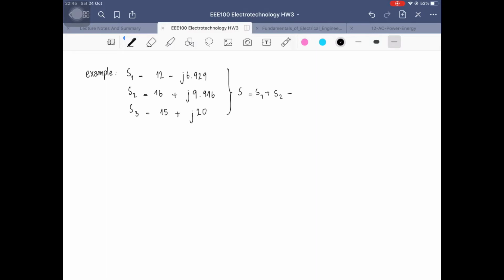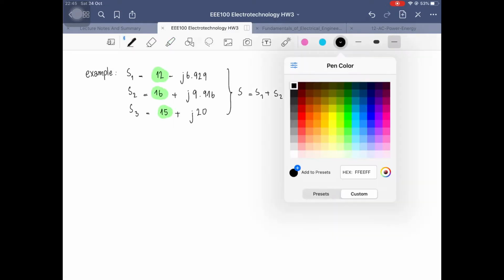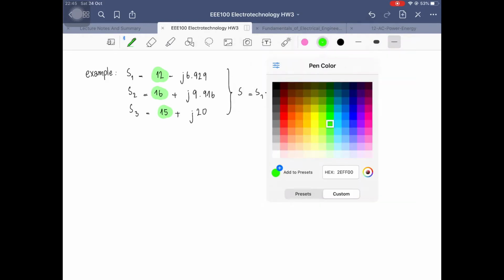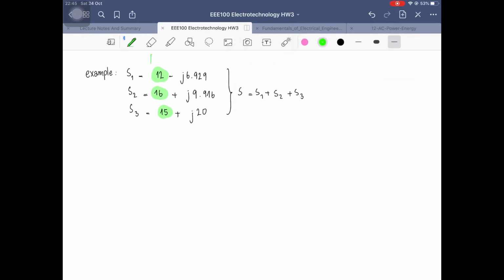So we all know that the total power is S1 plus S2 plus S3, but it doesn't mean that you have to add the apparent powers together, because you will have a disaster if you just add them together. The whole complex quantity is added together, not only the apparent power S.